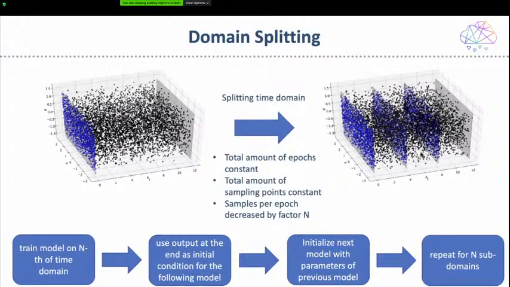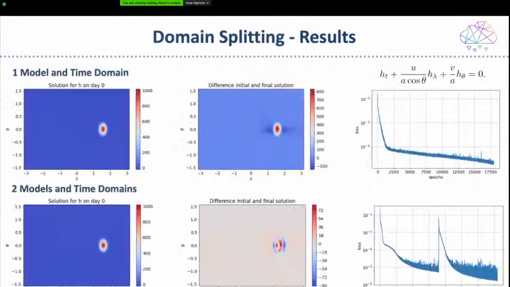And then, as I said, the hope is that because for each epoch you're using fewer collocation points, the network will converge faster. And now we will see results for this case. For this paper, they actually use a number of test cases for the shallow water equations that were proposed by another paper, basically for testing numerical methods.